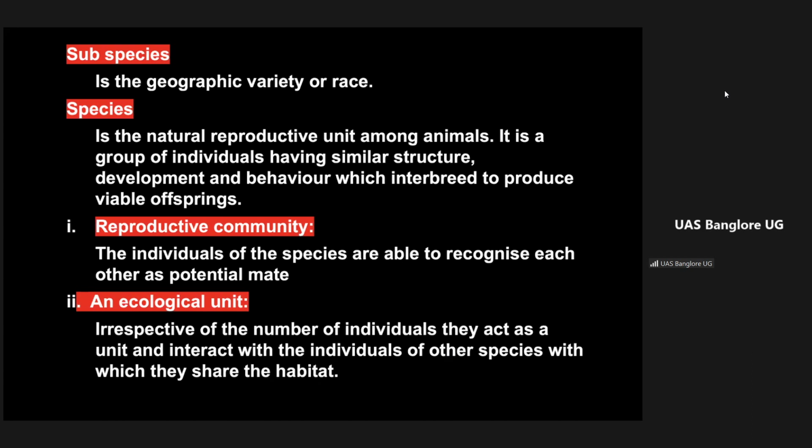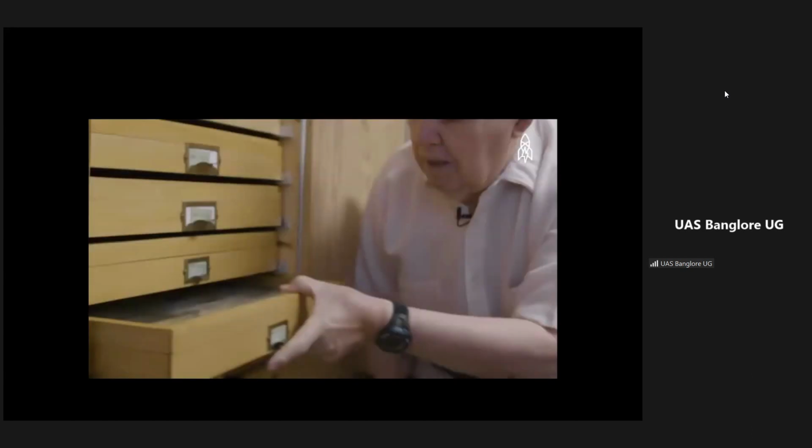Clear? Subspecies, species, then what is a reproductive community and what is an ecological unit? So there are four definitions which they might ask you. If they ask, you should be able to write them for 1 mark. You can easily get 1 or 2 marks with these definitions. Okay, so that is where I'll stop at the taxonomy.